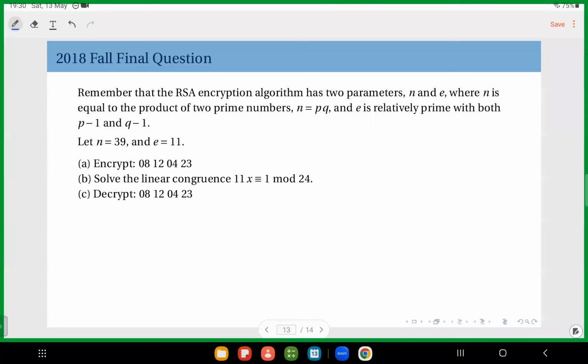This is a question on RSA encryption, and as the question suggests, we have two parameters for the RSA algorithm, n and e. n is equal to the product of two prime numbers, usually denoted p and q, and e is the exponent value. The typical property that e has to satisfy is that it should be relatively prime with p minus 1 and q minus 1. This is important in the decoding of the RSA encrypted data.